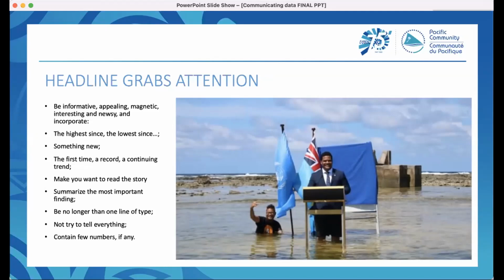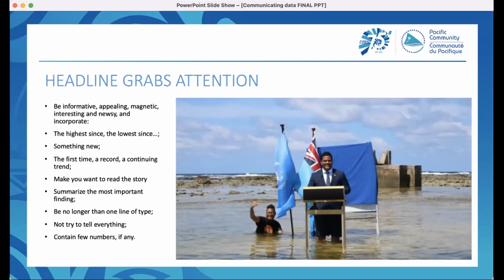The headline doesn't need to tell you absolutely everything about the story. It should be just one line of type. And look, writing good headlines is an art form, and online media now change headlines multiple times a day for the same story to test which is getting the most engagement or which is getting the most clicks. So writing good headlines takes a lot of practice, and if your media release is picked up and used by the media, they will usually rewrite the headline.